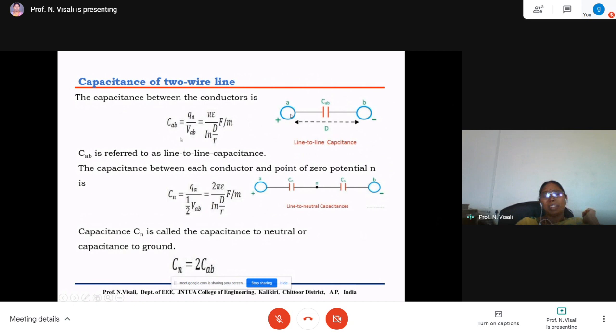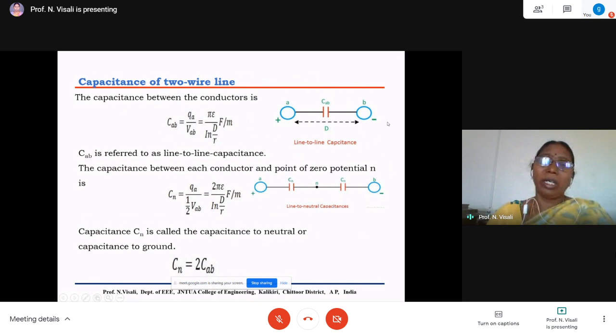We will calculate that as pi times epsilon divided by ln d by r, where d is the distance between the conductors and r is the radius of each conductor. So CAB is referred to as line capacitance, line-to-line capacitance.